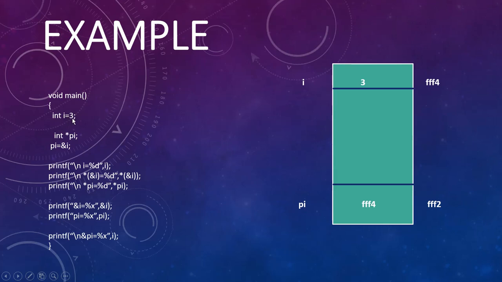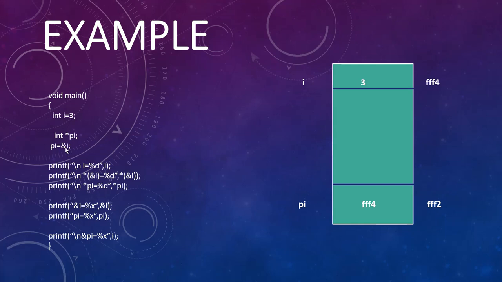Here integer i equals 3. i is a variable of type integer whose value is 3. Integer asterisk pi. pi is a pointer. Asterisk indicates it's a pointer of type integer. Now in the third step, pi equals ampersand i means pi is a pointer that holds the address of another variable. Pointer is a variable that holds the address of another variable as its value.